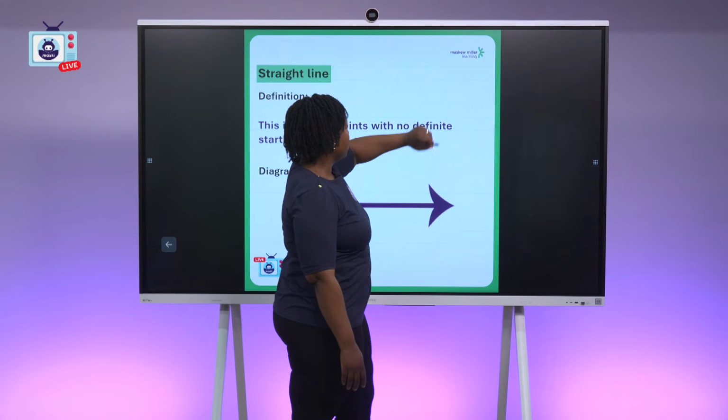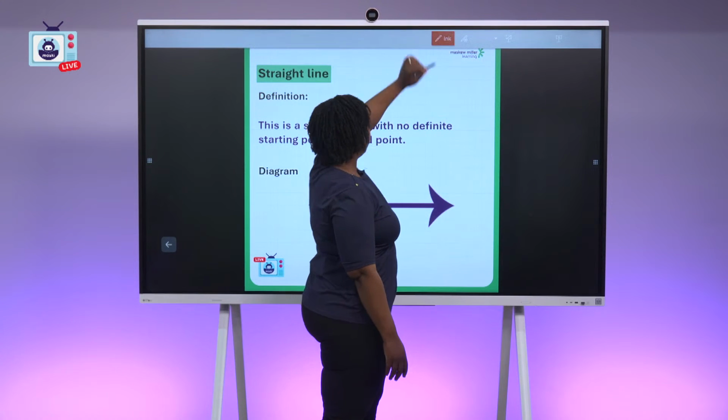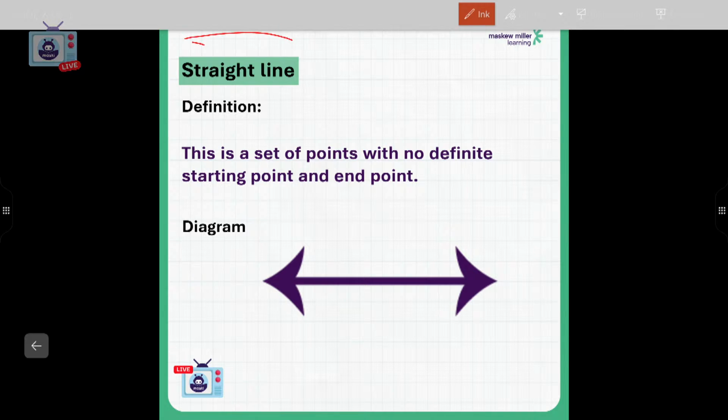Right. Then another one which we have is called a straight line. This one is our famous one. Remember? Our topic says geometry of straight line.